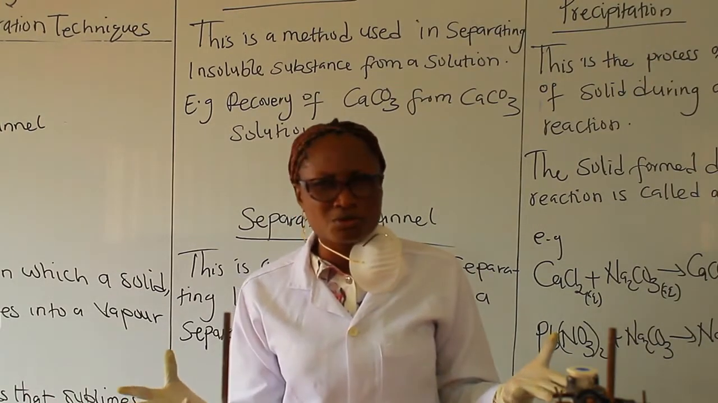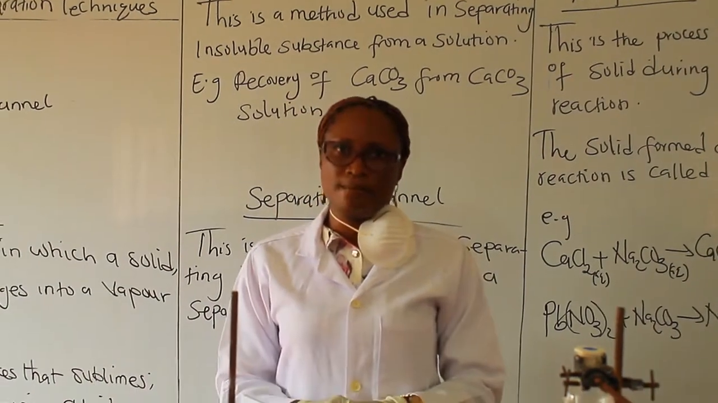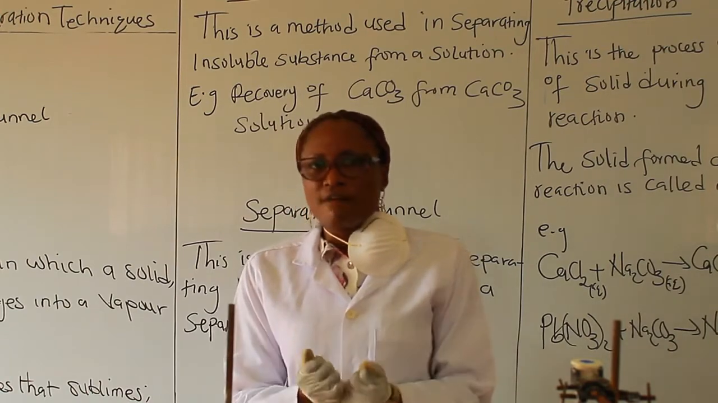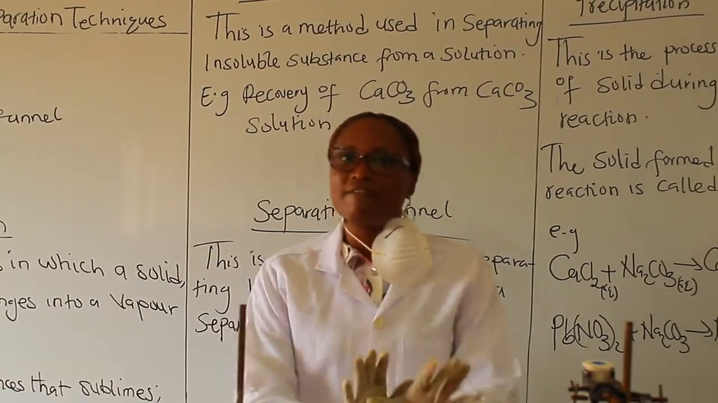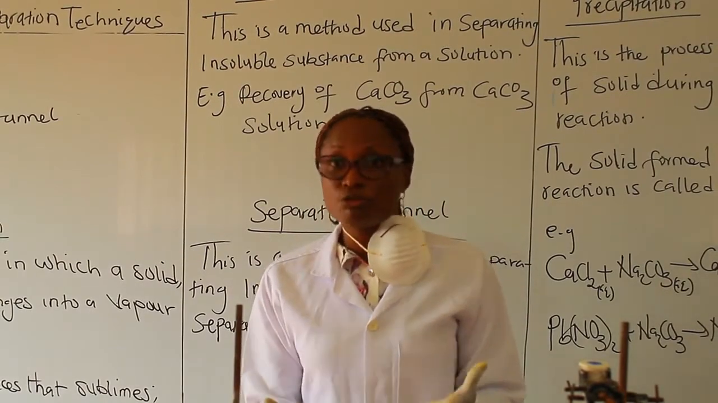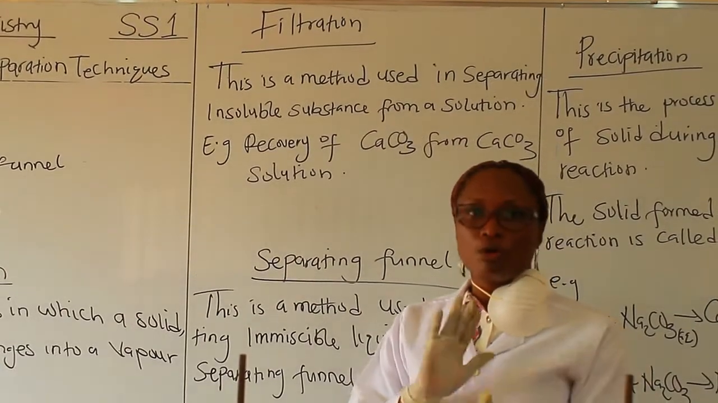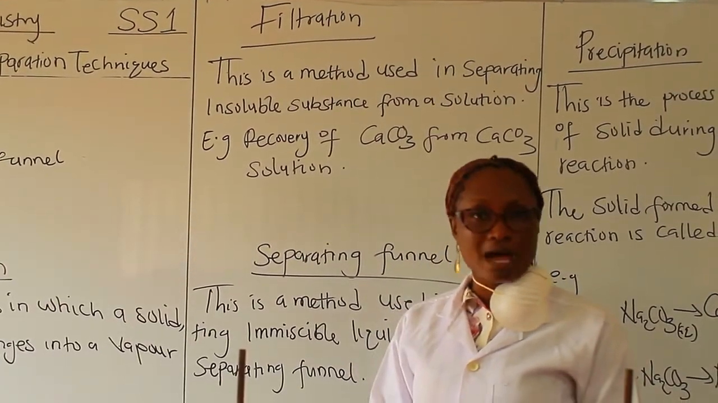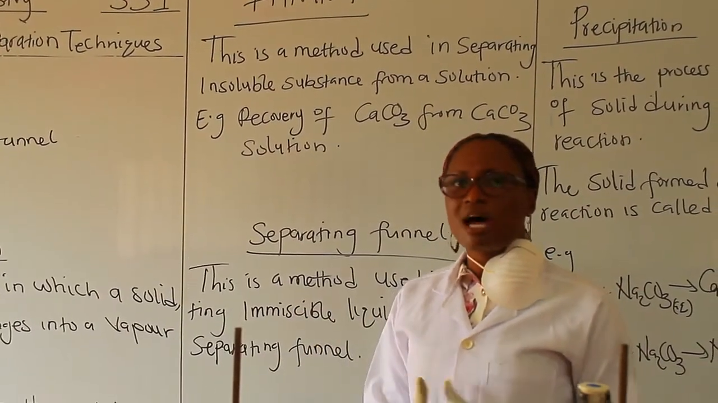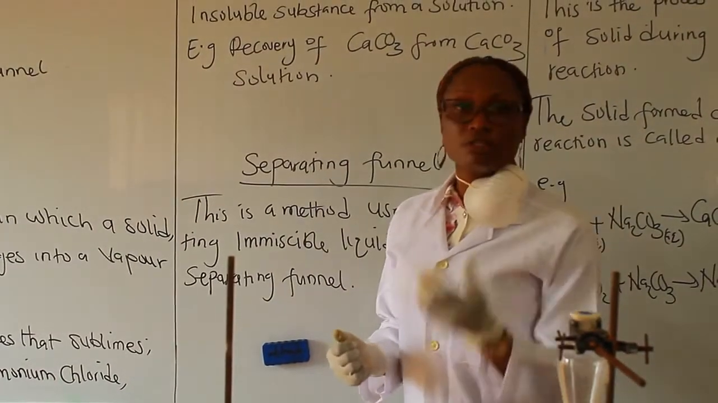What does it mean to be insoluble? It means that that substance cannot dissolve in water. So now if you have a mixture like that, how do you recover that substance and have your water? You pass that solution through the filtration method, and then you have your substance, and then you also have your solvent, which is the water.